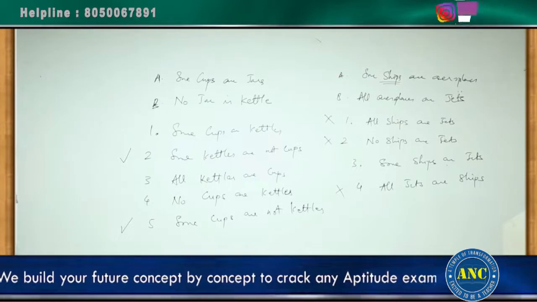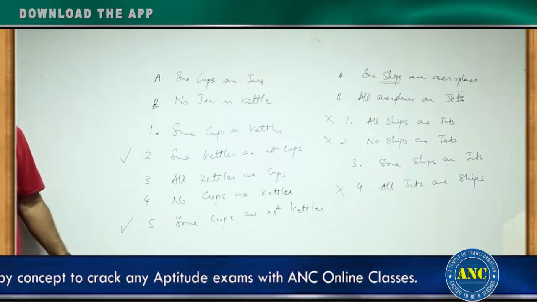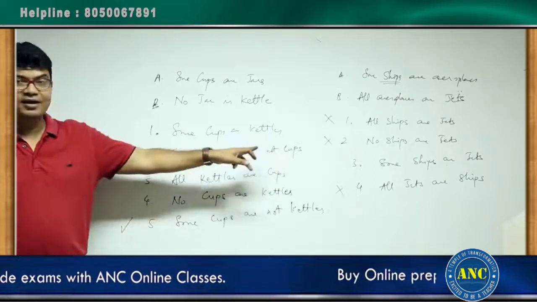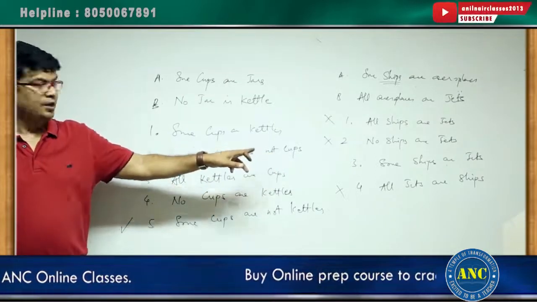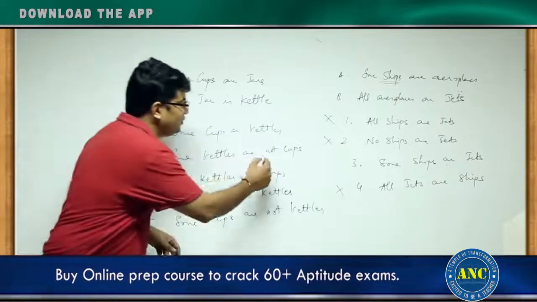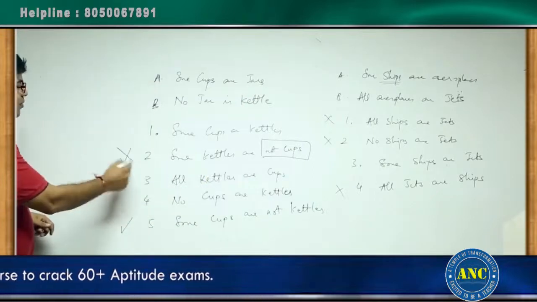Are you with me? Yes, sir. Now the question is ये दोनों में से कौन सा correct है? That is when your rule 2 will help you. Some kettles are not cups. So in this who is distributed? Some A's are not B's में कौन distributed था? B. Your cups is distributed. Is cups distributed in the premise? No, sir. So this cannot be my answer.